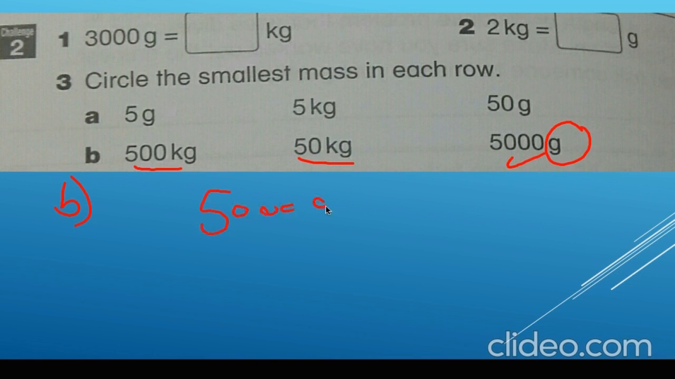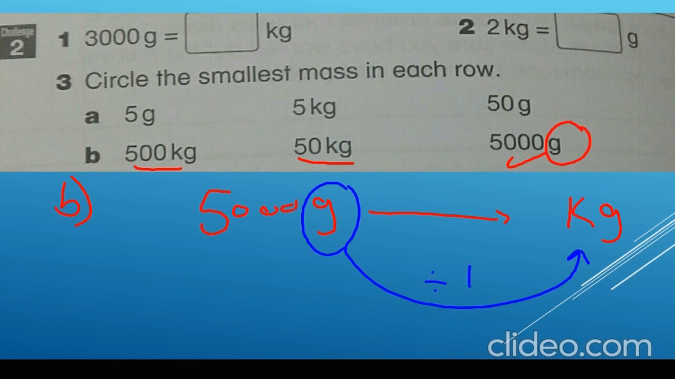So 5,000 gram converted to kilogram, that means I will convert from the small unit to the big unit, so I will divide over 1,000. 5,000 divide over 1,000, that means the answer will be 5. So let's order it again.